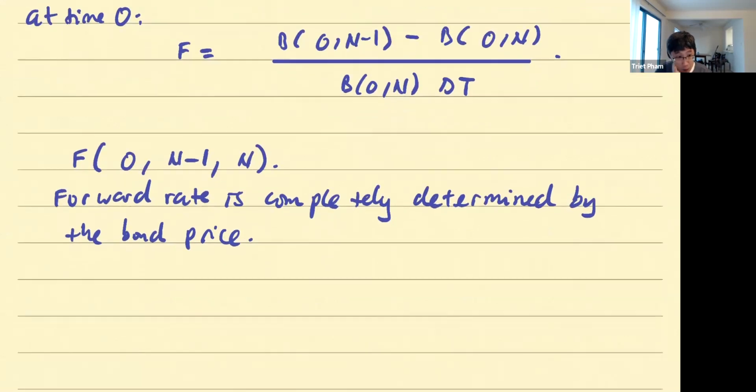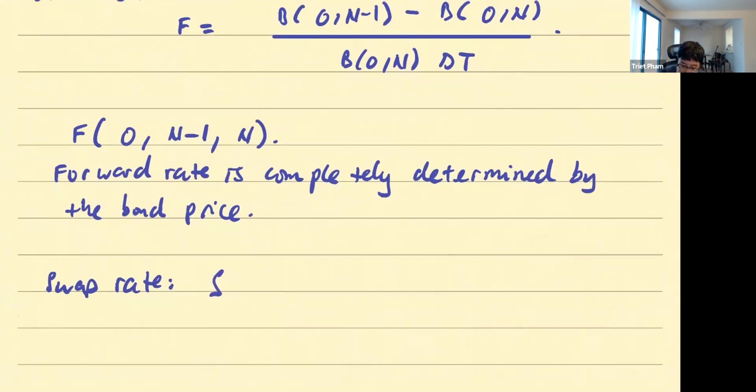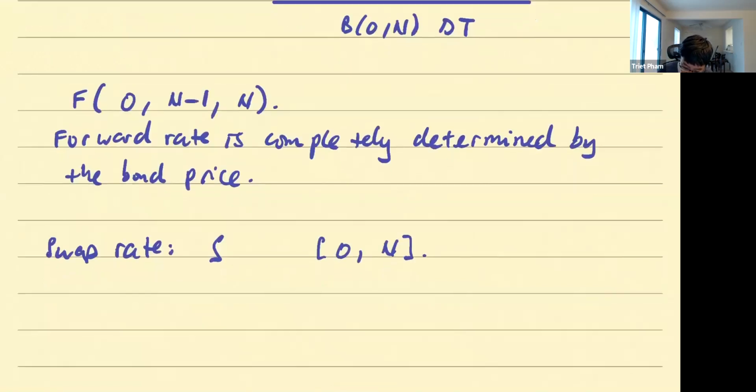All right. So let's finish the story with the swap rate. Let's call it S for swap. What is it? The swap rate is like the cap or the floor. You need to specify the entire period of investment, let's say 0 to n.